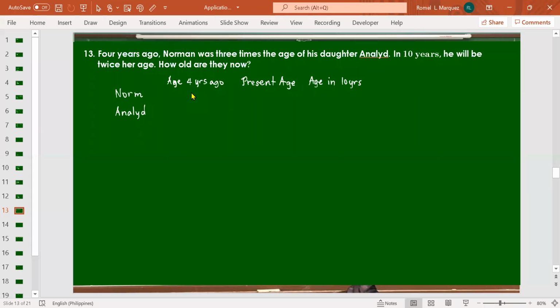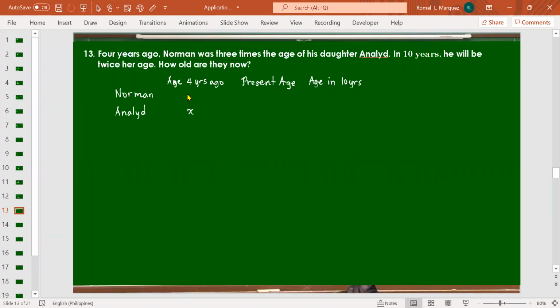So it is convenient to let them be in their past age, no? Let X be the present age of Annalyn. Norman was 3 times the age of his daughter. If there is a comparison at 4 years ago and 10 years, you can place it there. Let's put it at 4 years ago first. So let X be the age of Annalyn 4 years ago.